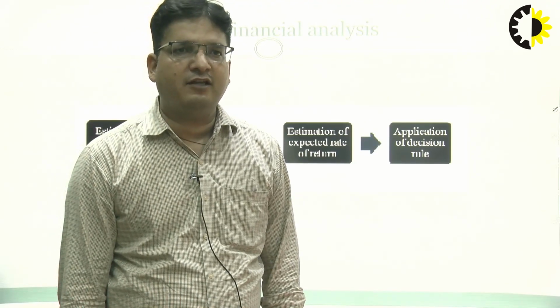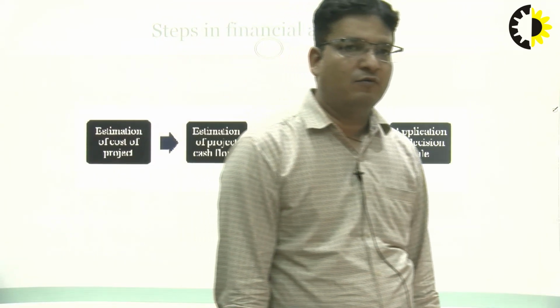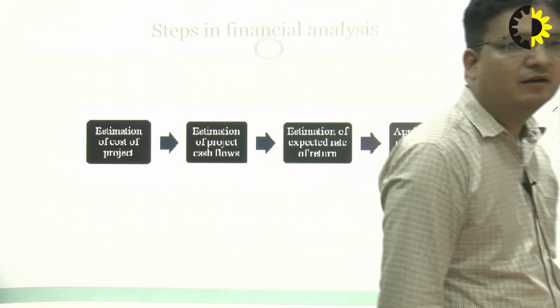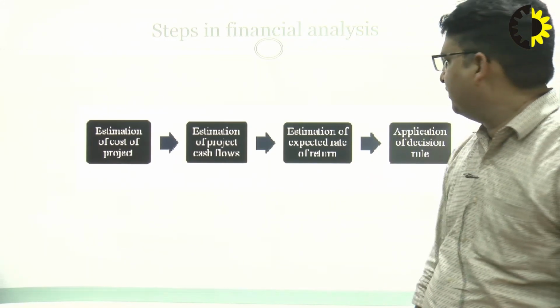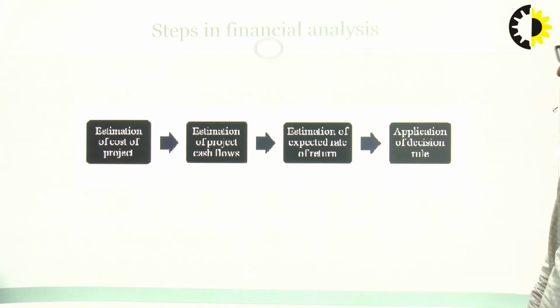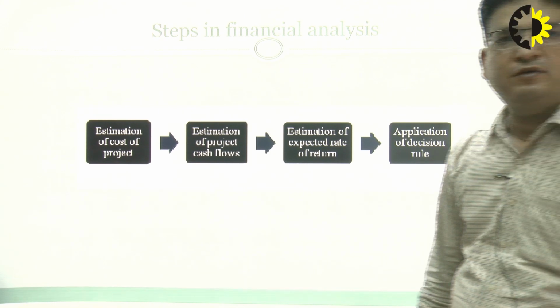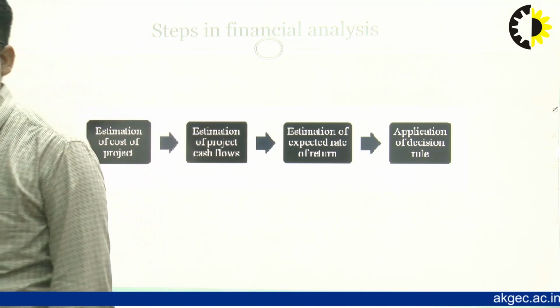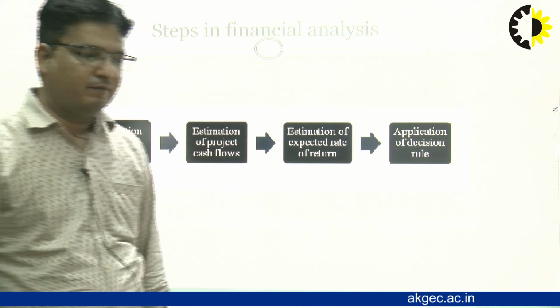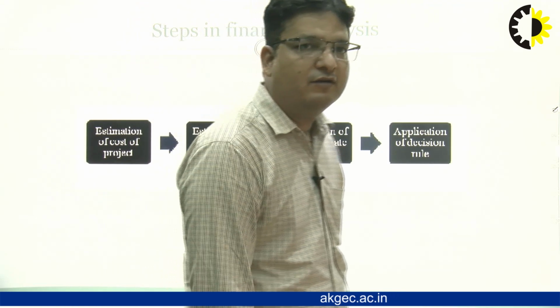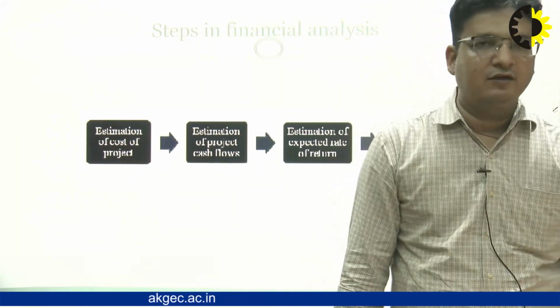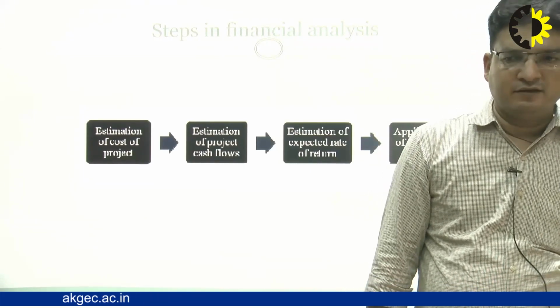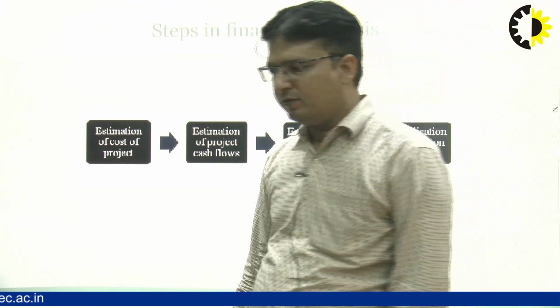Now third is estimation of expected rate of returns. What will be the rate of return, how much will we be gaining, that will be decided in step number 3. And next is application of decision rule. The decision rule needs to be applied for taking various decisions at a particular moment of time in analysis. For that, we need to apply the decision rule precisely, so that any ambiguity should not be there and wrong decision should not be considered at all.